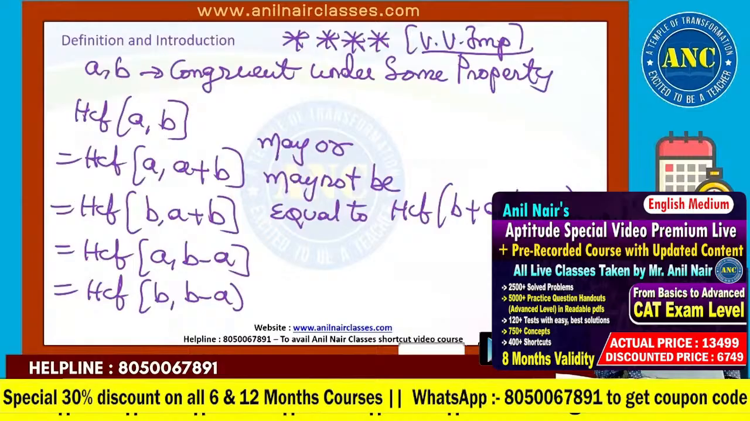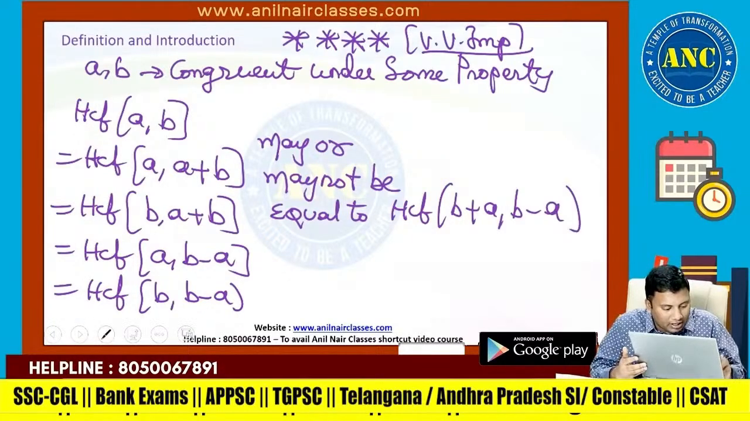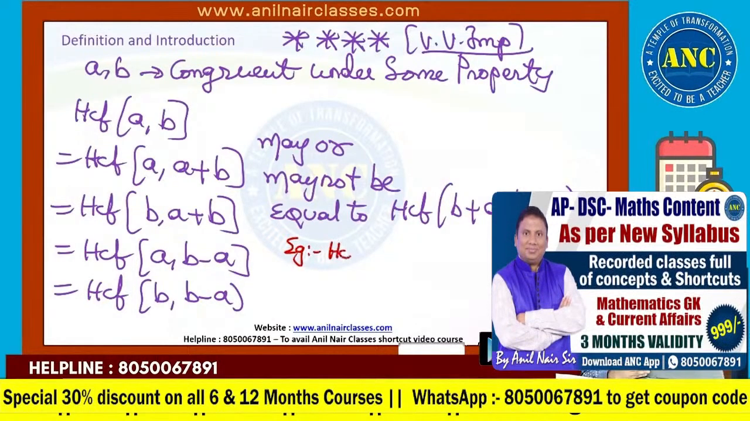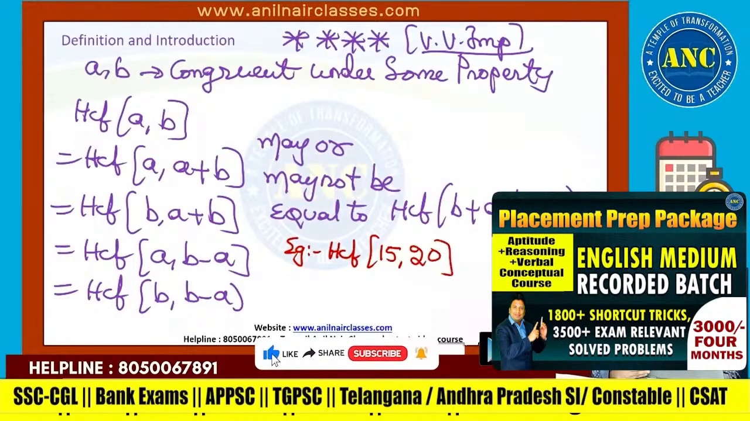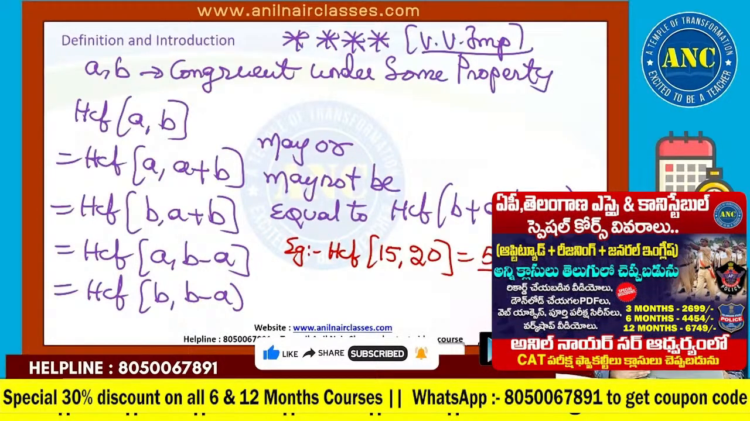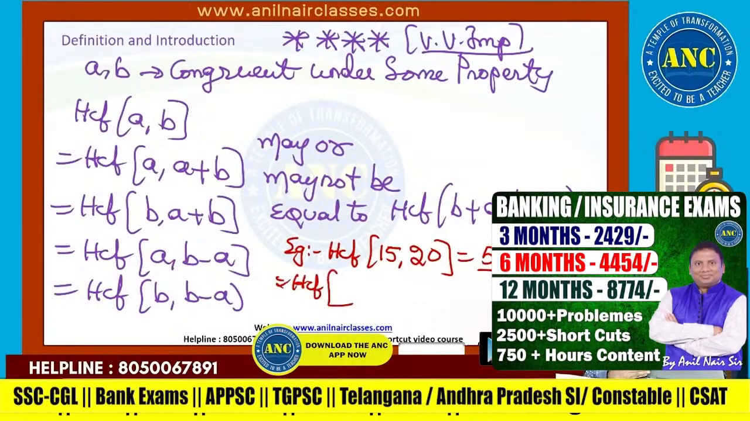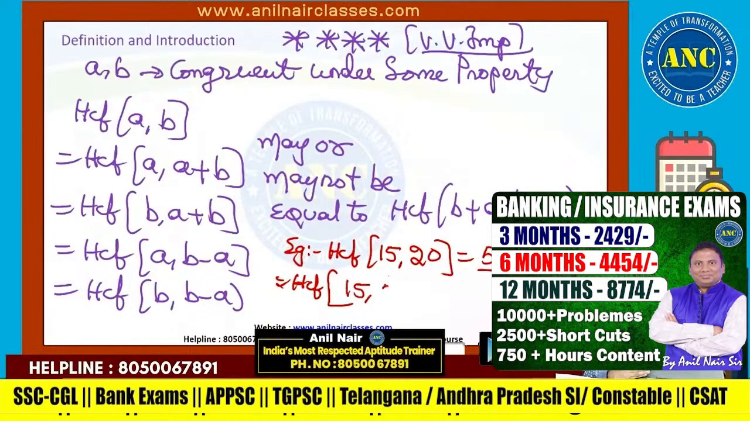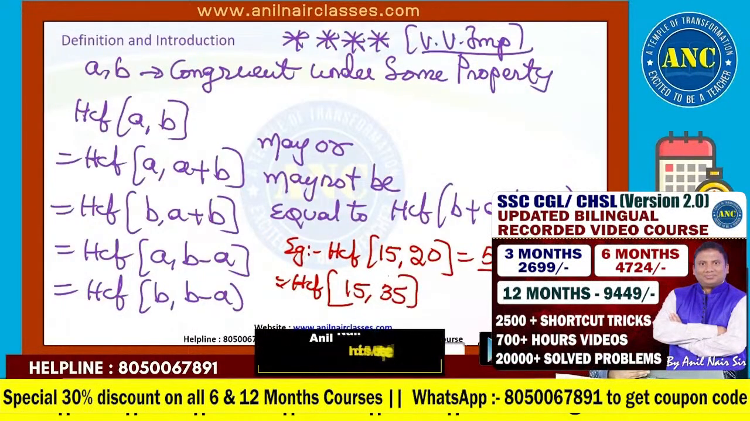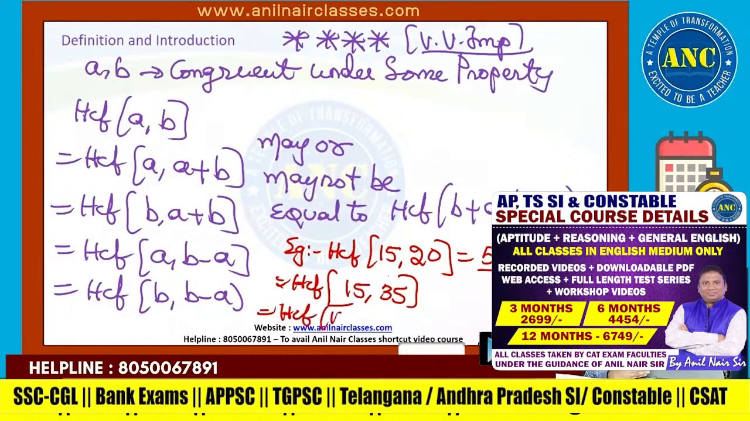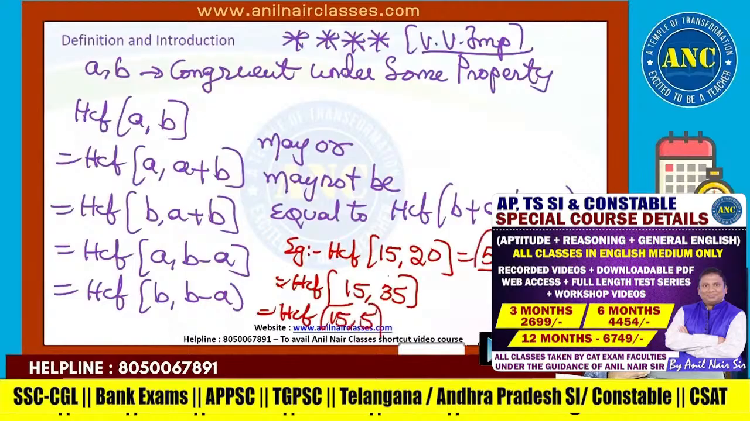If A and B are congruent under some property, let us take an example. Example, HCF of 15 comma 20. 15 and 20 HCF is 5. It is also equivalent to HCF of 15 plus 20, which is 35. HCF of 15 and 35 is 5. HCF of 15 comma 20 minus 15, which is 5, is also 5.